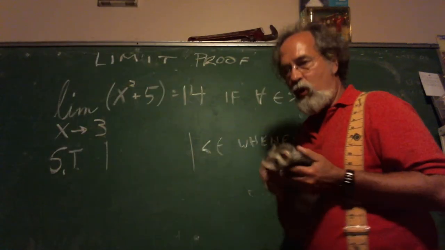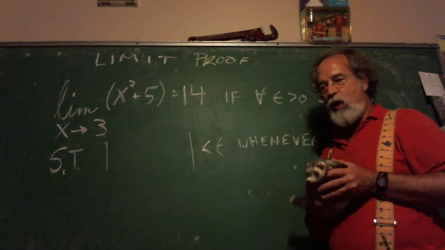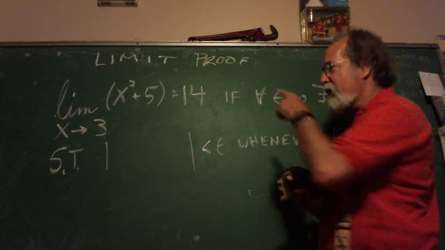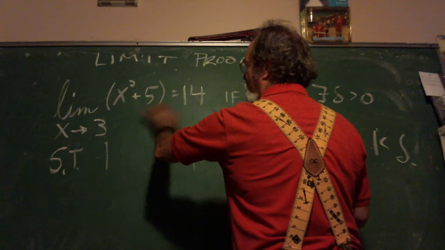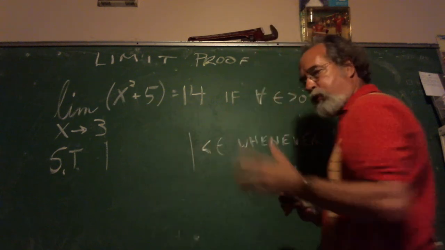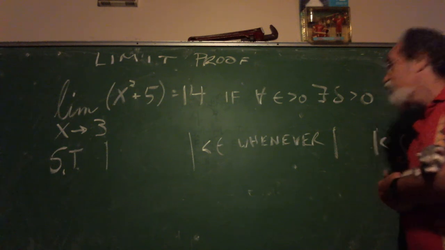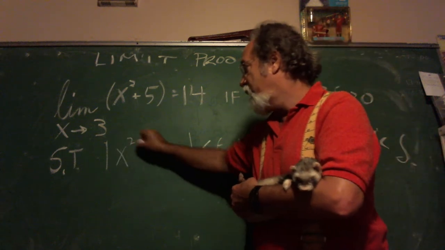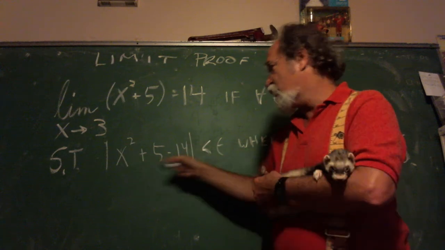All right, so this time, I've got x squared plus 5. So it's a quadratic. This is extra credit on your test when you have the chapter 1 test. You have a quadratic, x approaching 3, 9 plus 5 is 14, so that's right. Let's prove with epsilon delta that 14 is right. So if for every epsilon greater than 0, there exists delta greater than 0 such that, what goes in here? X squared plus 5 minus 14, which is going to be x squared minus 9.